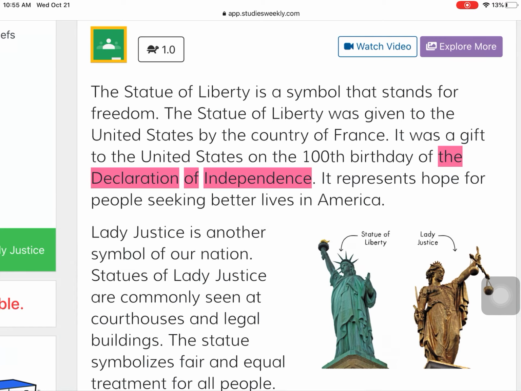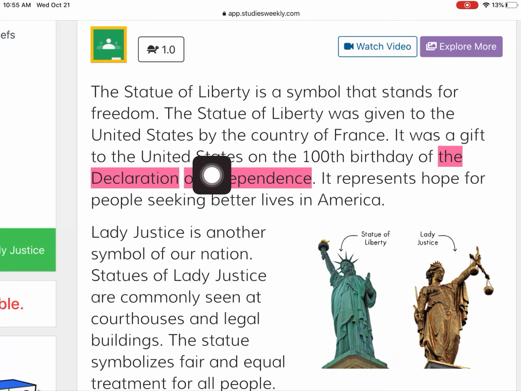I'm going to start at the very top. If you would like to follow along on a Studies Weekly newspaper, you can do that, or you can follow along with me here. The Statue of Liberty is a symbol that stands for freedom. The Statue of Liberty was given to the United States by the country of France. It was a gift to the United States on the 100th birthday of the Declaration of Independence. It represents the people seeking better lives in America.